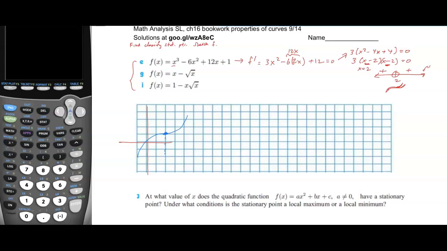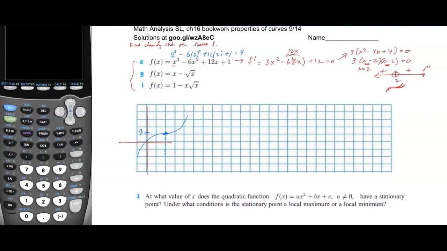I could figure out exactly what height it's going to be at by plugging in x equals 2 into the original function. If I do, it will be 2 cubed minus 6 times 2 squared plus 12 times 2 plus 1. So that would be 8 minus 24, which would be negative 16, plus 24, which would be 8 again, plus 1 equals 9. So the height of this function, at the inflection point, would be 9.